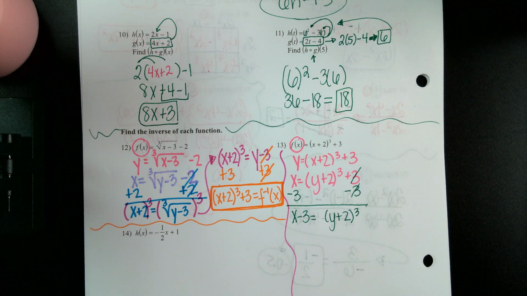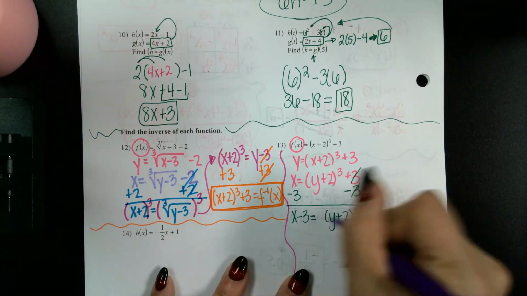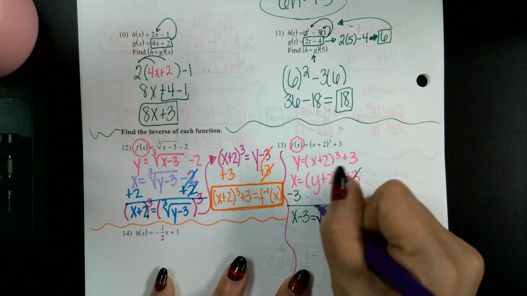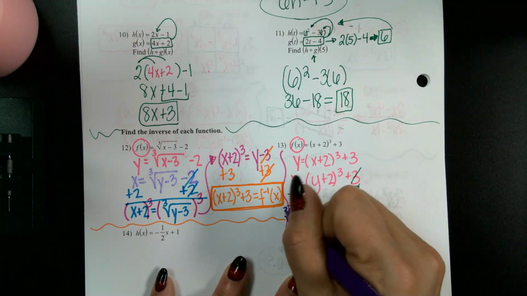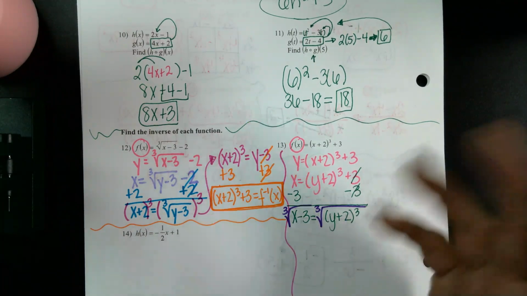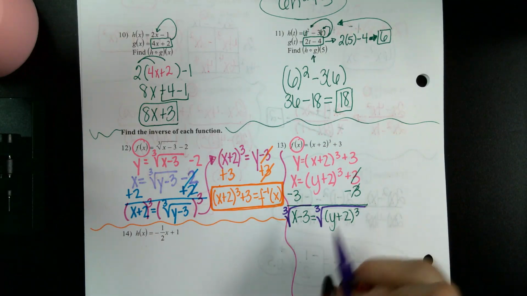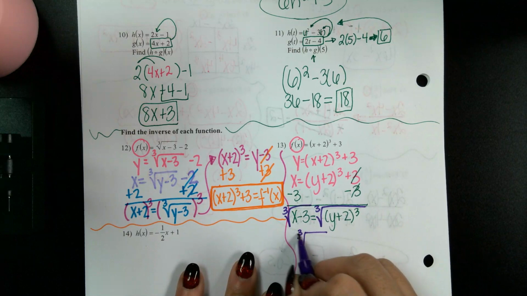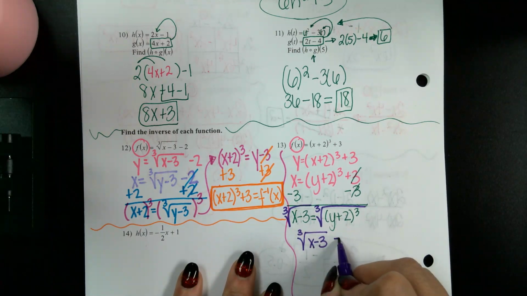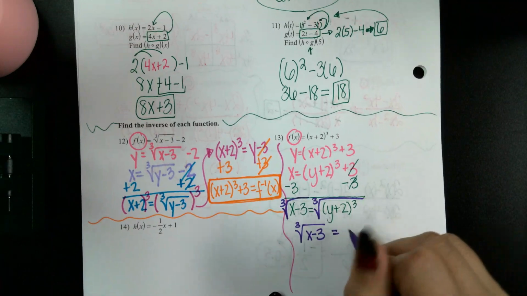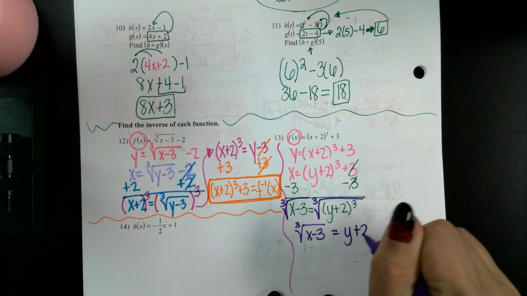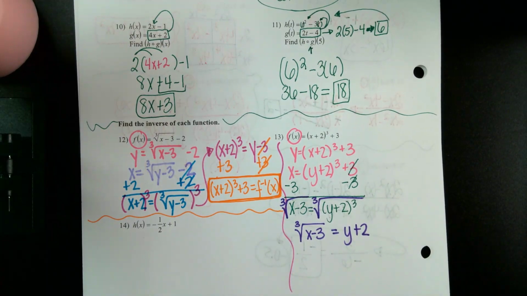Now what? No, it's a root, just not square root. Cubed root from both sides. We're going to do cubed root because that's the inverse of the cubed, like power of 3. So now on the left, we have the cubed root of x minus 3. And on the right, what do I have? Y plus 2. Because the power and the root cancel each other out.